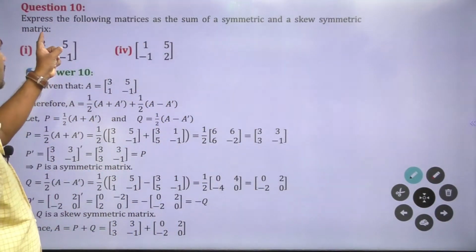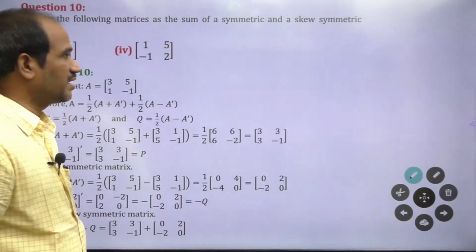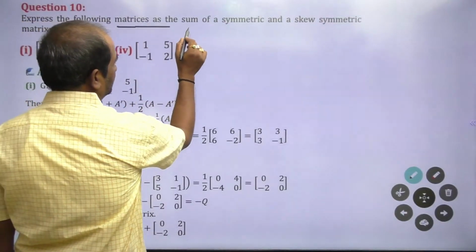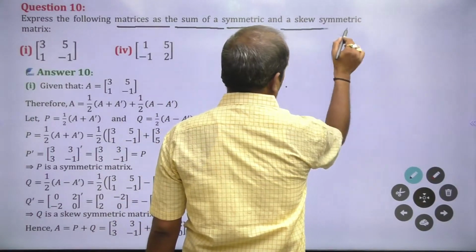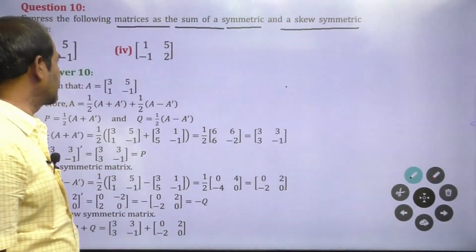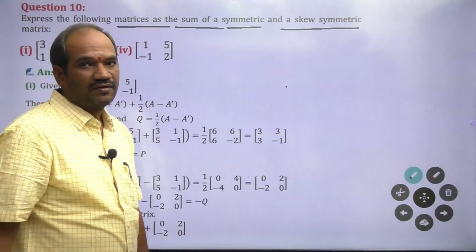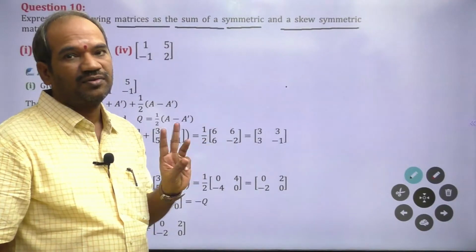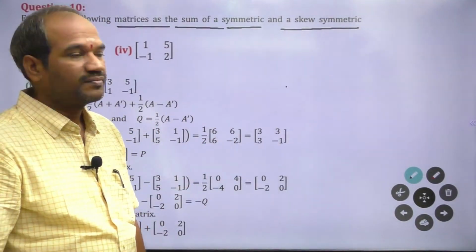Next problem: express the following matrices as the sum of a symmetric and a skew symmetric matrix. This is a 3 marks question. In the final exam, one question is asked from this chapter, a 3 marks question, and it asks this type of question.